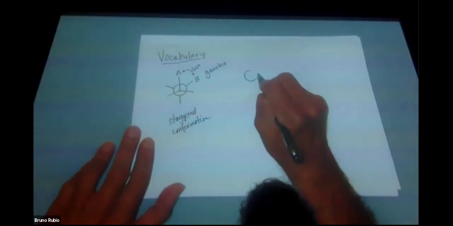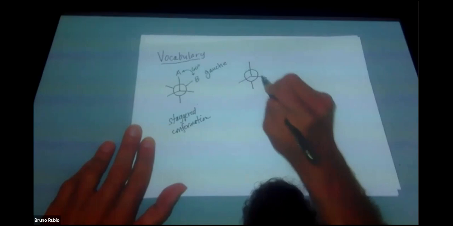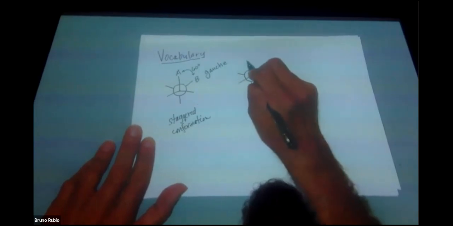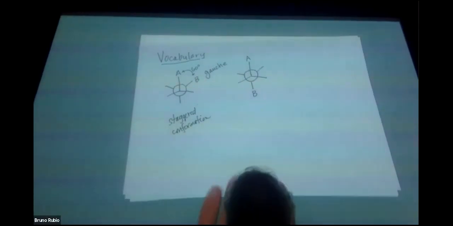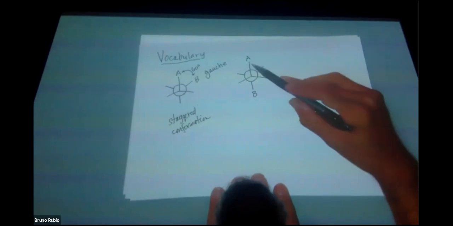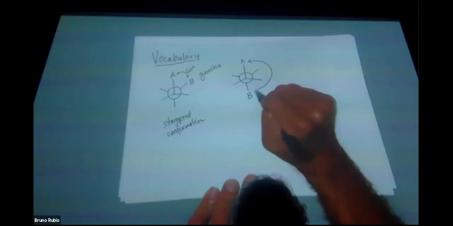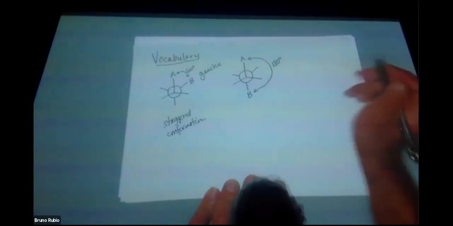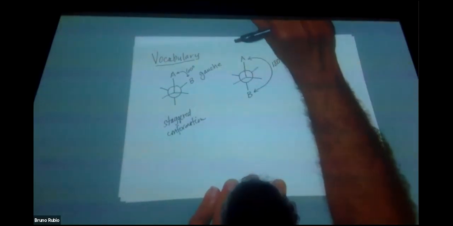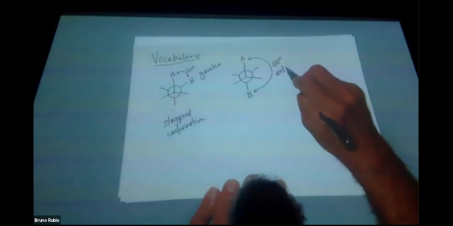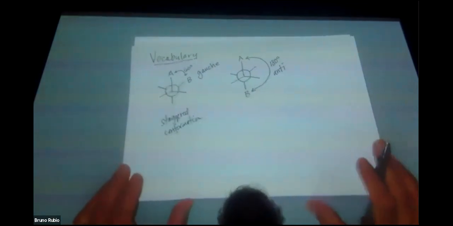All right, another vocabulary word associated with the Newman projection: the carbon in the front has substituent A and the carbon in the back has substituent B, and now instead of forming a 60-degree angle between them, they form a 180-degree angle. This relationship, A and B are said to be anti to each other. So 180 degrees, anti to each other.